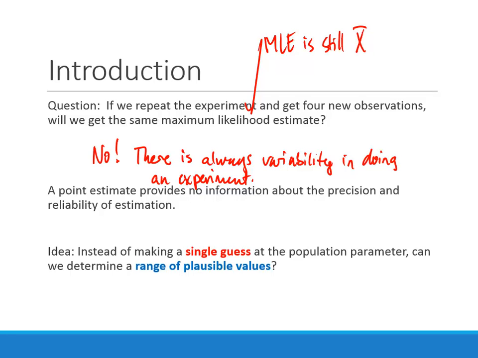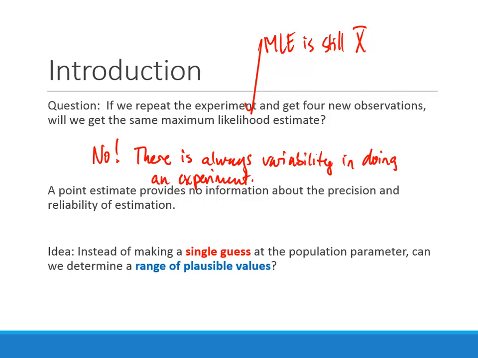So the point is that my estimate was 119.175. If you did the experiment, you would get a different value, something different than 119.175. Is that a problem? The idea here is that a single point estimate, a single number, doesn't give us any information about the precision or the reliability of the estimate. It just tells us one possible number for what that thing might be.